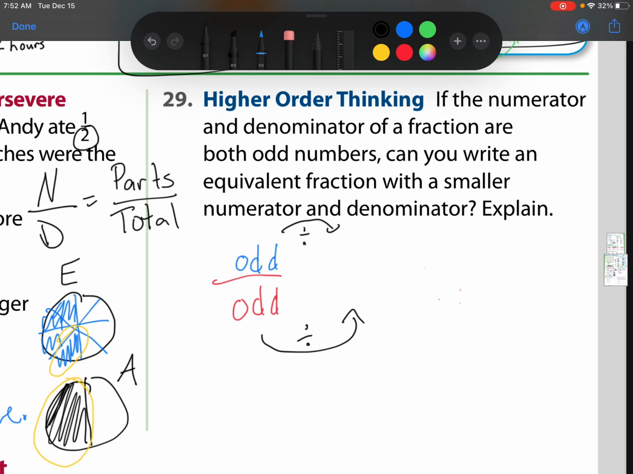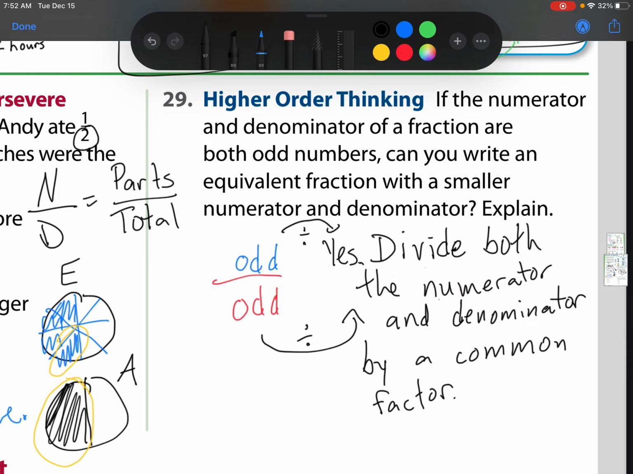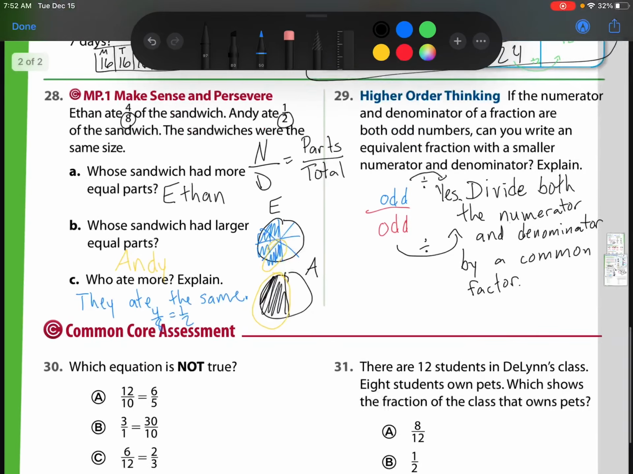So what would we need to do? We would have to divide. Oh, oops, we have to put our answer first. Our answer is yes. And then our explanation is we would divide both the numerator and denominator by a common factor. Remember that saying, whatever we do to the top, we have to do to the bottom. So that's why we spent so much time looking at factors and our rules of divisibility. Okay, now for our last ones.